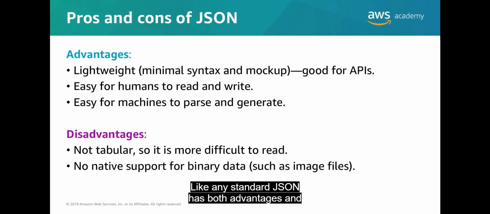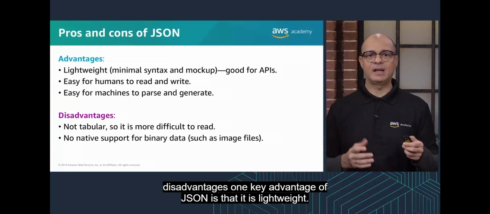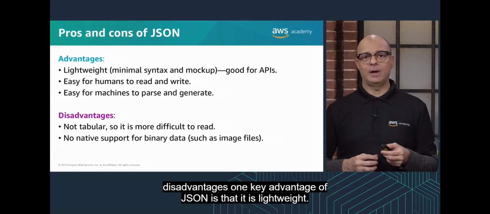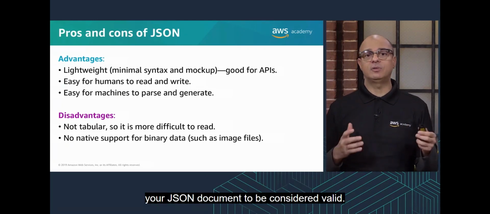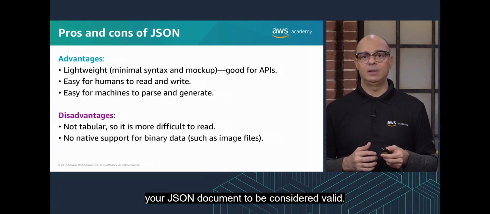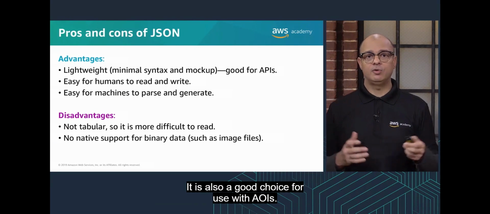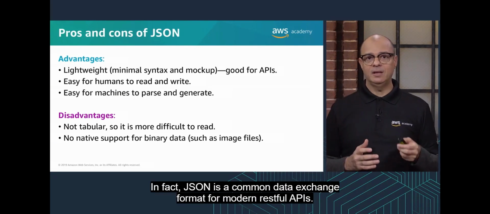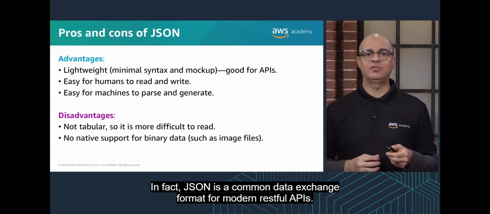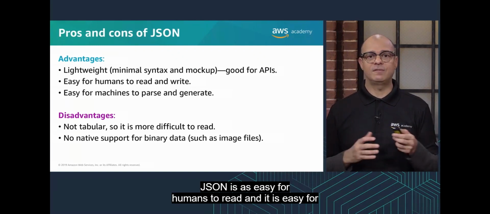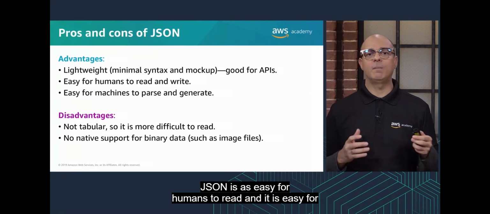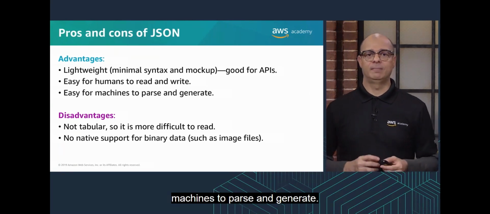Like any standard, JSON has both advantages and disadvantages. One key advantage of JSON is that it is lightweight. JSON has only a few syntax rules you must follow for your JSON document to be considered valid. It is also a good choice for use with APIs. In fact, JSON is a common data exchange format for modern RESTful APIs. JSON is as easy for humans to read, and it is easy for machines to parse and generate.